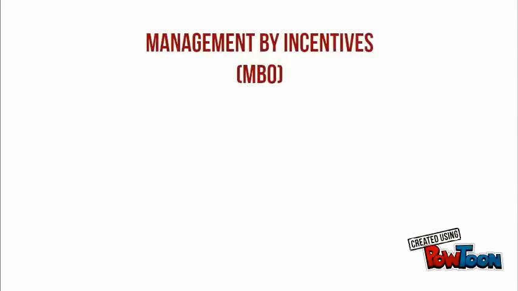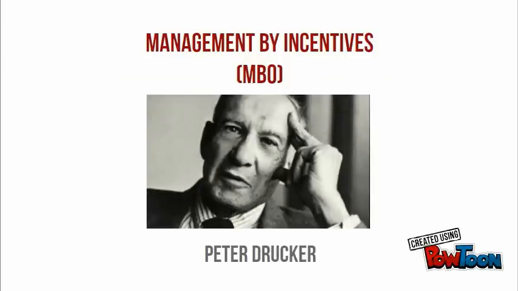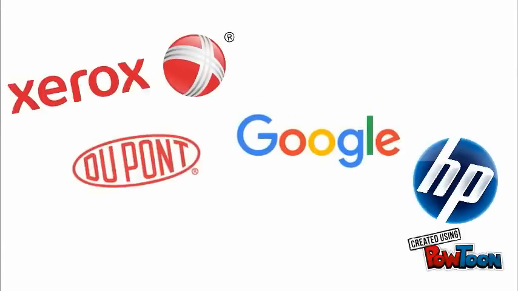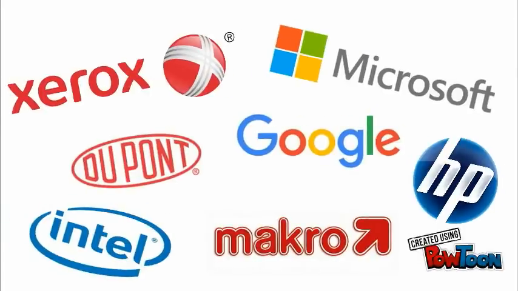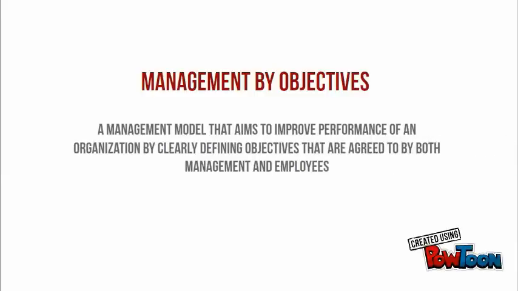The idea of MBO was first outlined by Peter Drucker in 1954 and it was really popular in the 60s and 70s. In fact, several big prestigious companies introduced this tool in their corporate strategy. Like John, managers frequently get lost in the activity trap, meaning they get so involved in their current activities that they often lose sight of the original goals. MBO came as a response to that. It is a management model that aims to improve an organization's performance by clearly defining goals that are agreed by both management and employees.